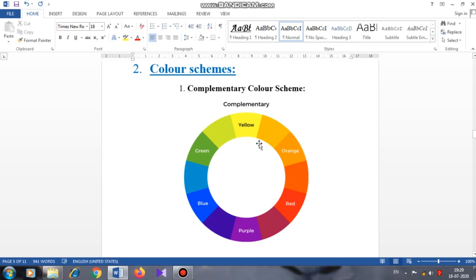Now if I prepare a picture out of complementary color scheme, means if I use the color scheme in which there is only yellow and light green, or yellow and orange, or yellow, orange and green, then this type of picture is said to have complementary color scheme.